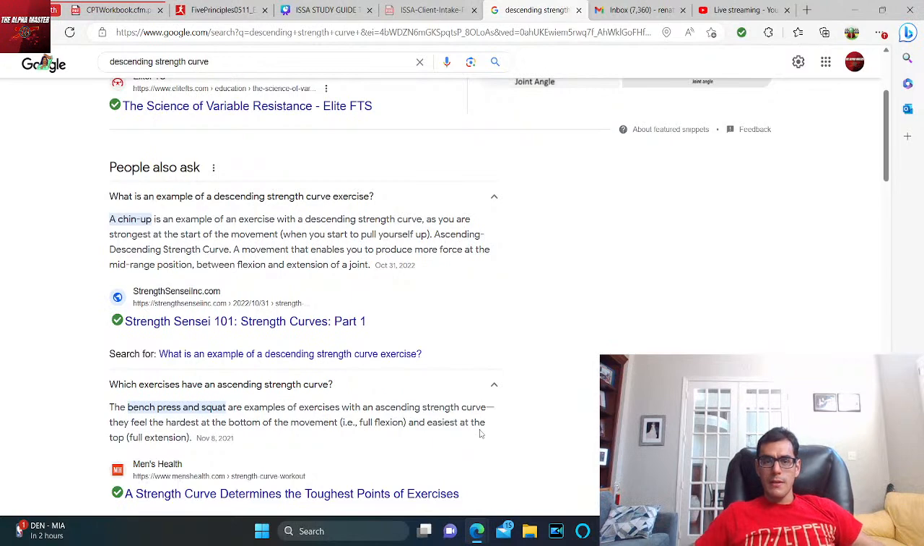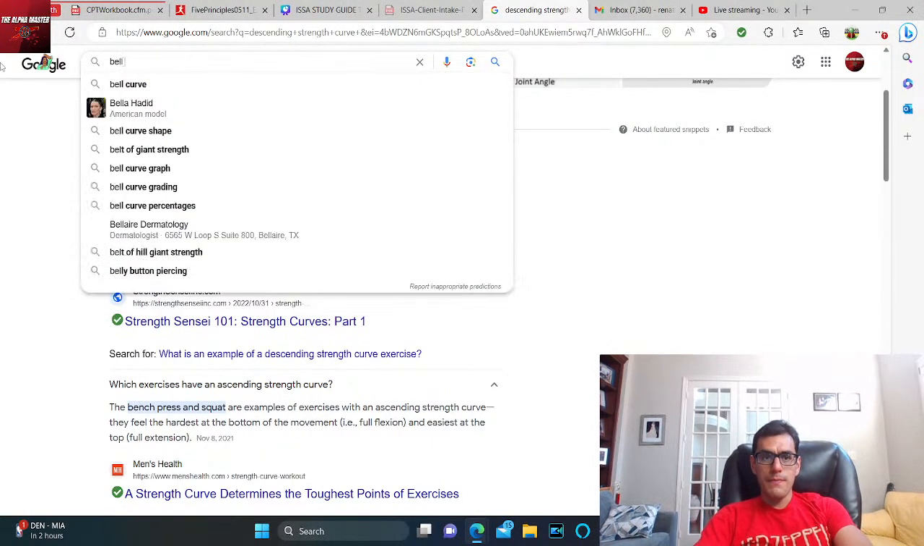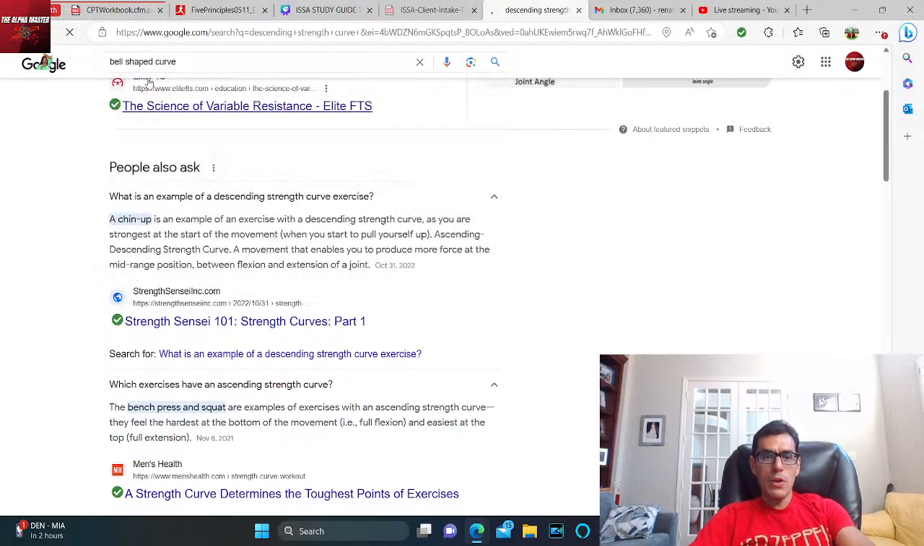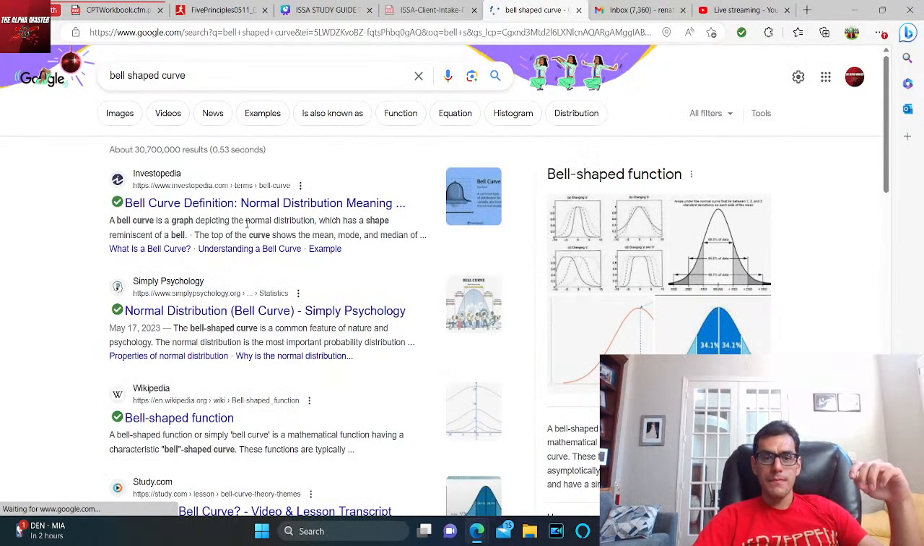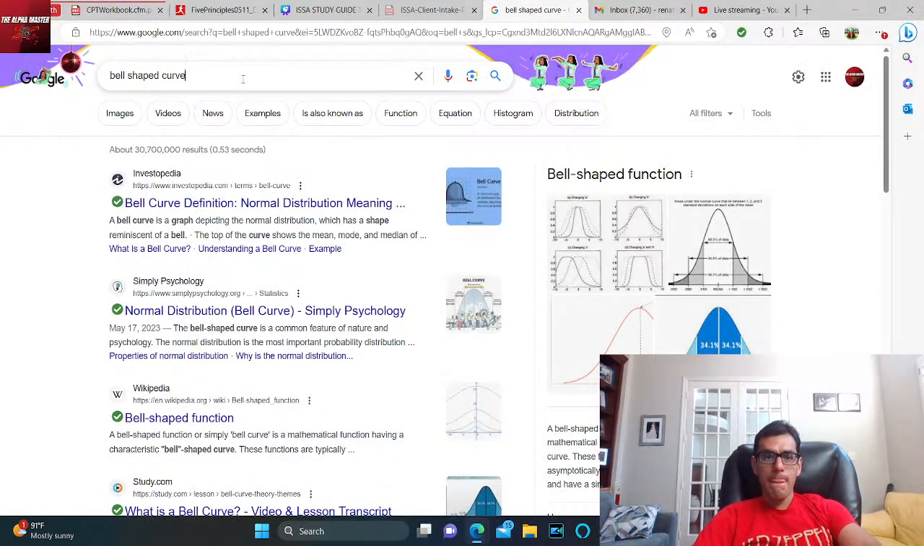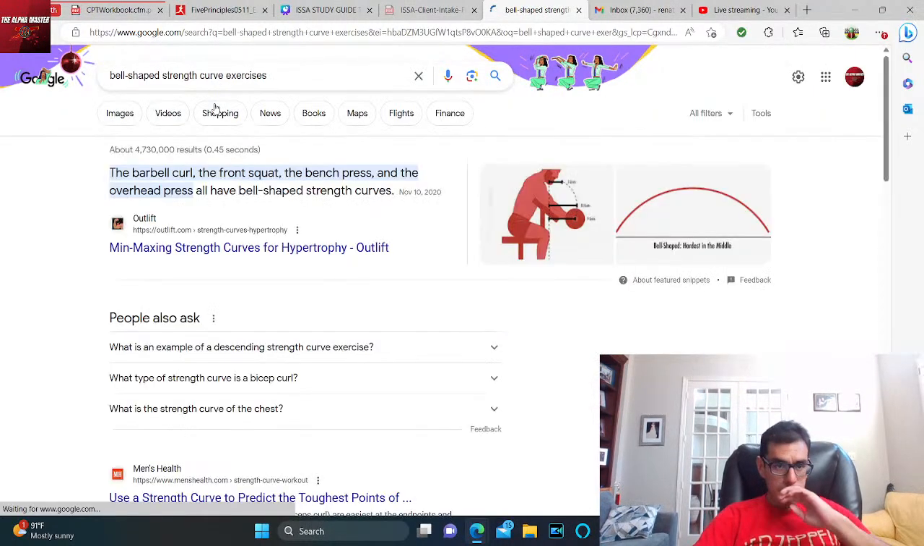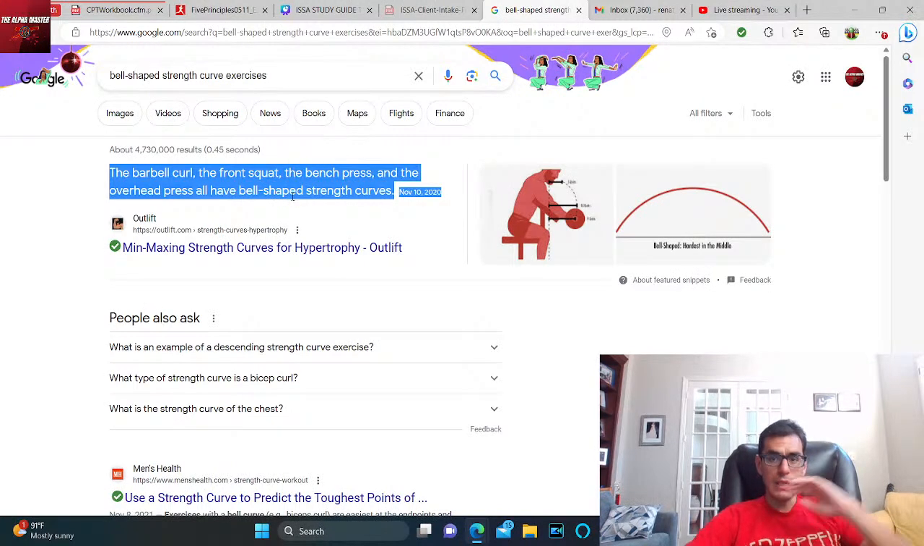And then you have the bell-shaped curve. With a bell-shaped curve, it is harder at the middle of the movement, like a barbell curl.